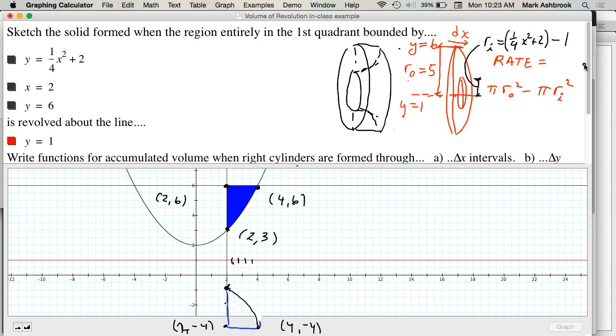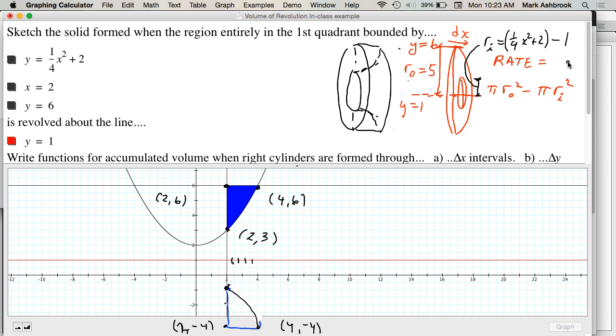So we got the rate of change now. We just plug in r outer is 5, r inner is this. And what is our independent variable? X is our independent variable. We've got delta x intervals, and we're letting x increase through delta x intervals. So we need to write everything in terms of x, then. All our radii? r outer, 5, that's fine. r inner is in terms of x.